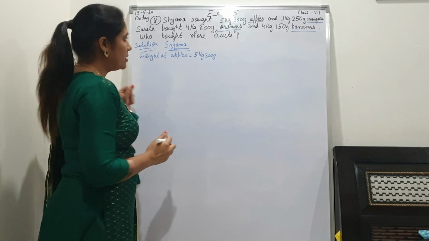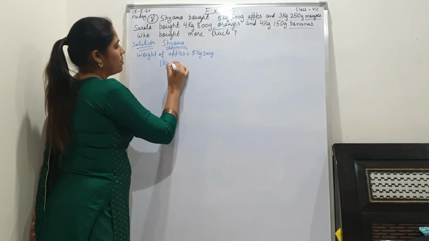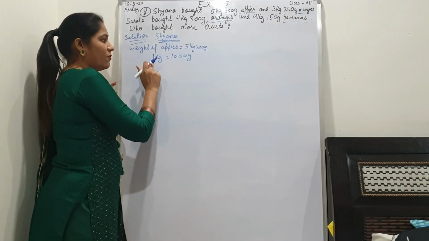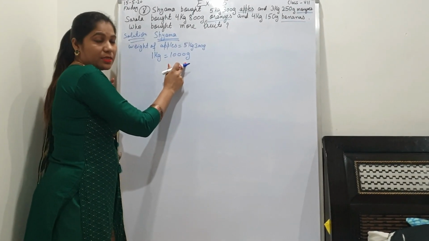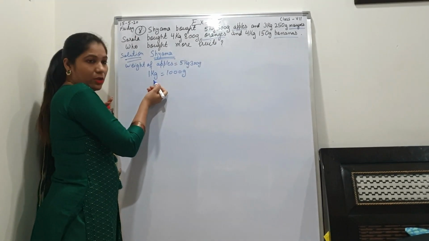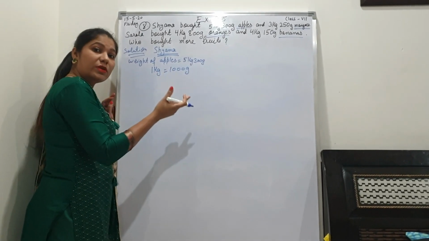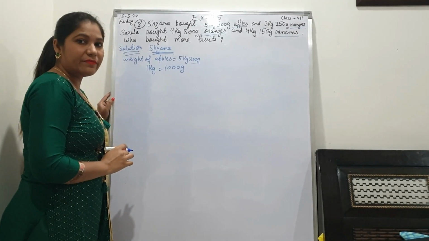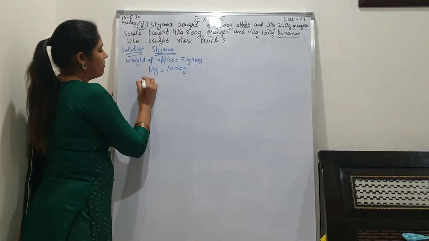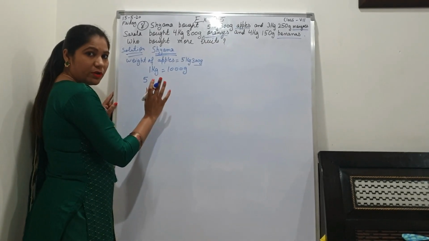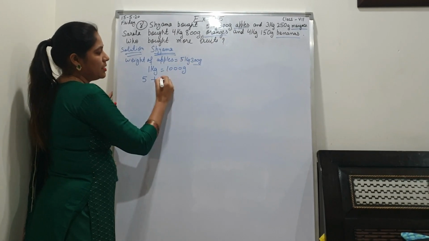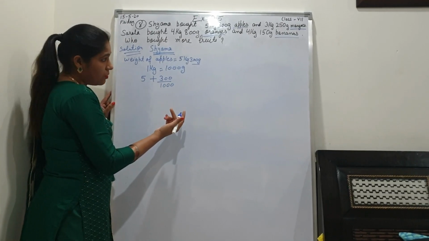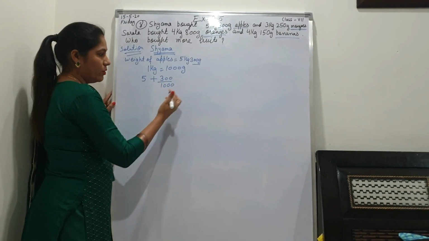Students, you know that 1 kilogram is equal to 1000 gram. Whenever we have to go from kilogram to gram, we will multiply. And whenever we have to come from gram to kilogram, from lower to higher, we will divide. So for this conversion, we will divide by 1000. See how? 5 is in kilogram, so we will not do anything. Plus 300 divided by 1000. Why do we divide by 1000? Because we have to convert into kilogram.